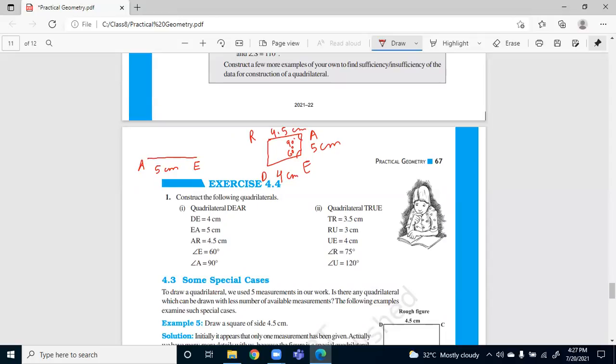After that, at point E, I will be drawing a 60 degree angle. For that, I have to draw a semicircle of any radius, and with the same radius, I have to cut it 2 times. So the first will be 60 degree. I will join this, which will make me 60 degrees. So that is done. I have drawn 60 degree as angle E.